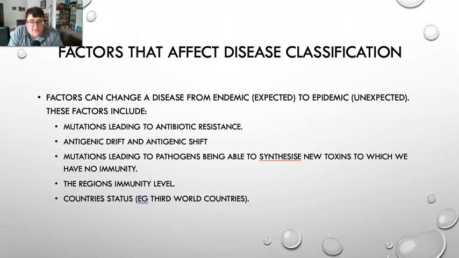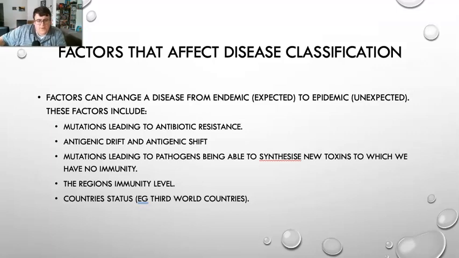One, you'd probably want something like mutations that have led to antibiotic resistance. You'd probably need to see antigenic drift or shift, like we talked about in video 1. There'd need to be mutations to make the pathogen able to synthesize new toxins, which the human race has no immunity to. You would need to have a low immunity level. And then even looking at country status, for example, third world countries with low sources of medicine, first aid and health services in general, they're going to suffer from these diseases a lot more than first world countries.